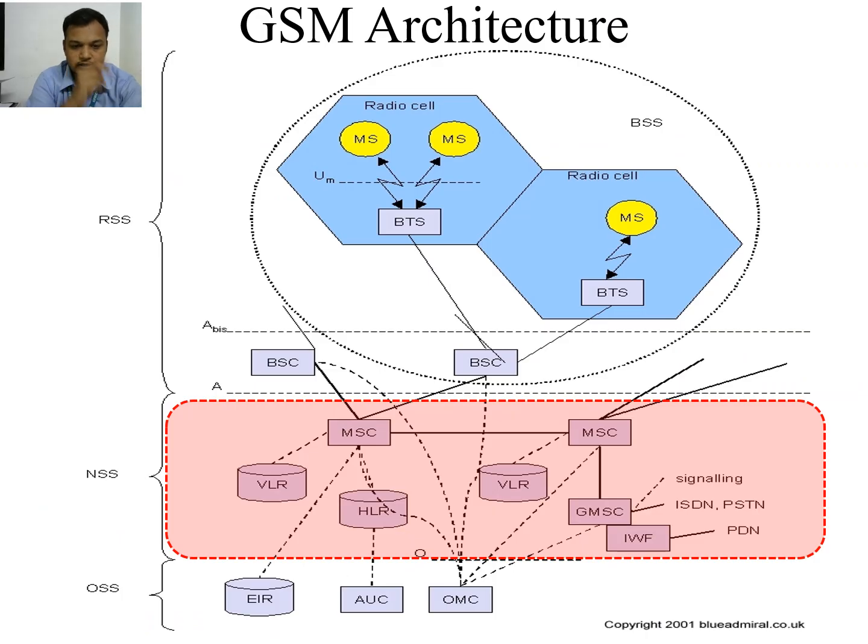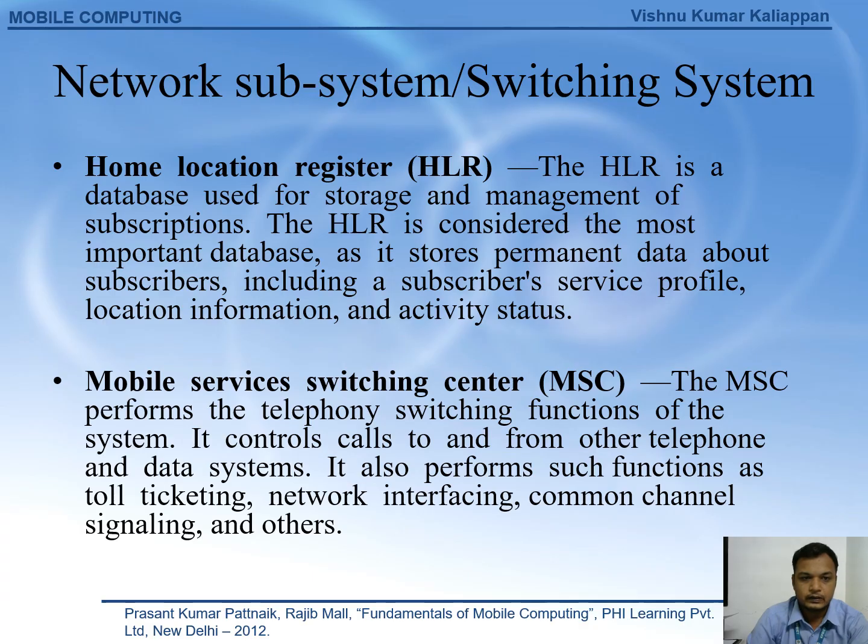So the next portion is the network subsystem that contains the VLR, HLR, MSC and GMSC, IWF. So, the home location register. The home location register is a database used for storage and management of subscriptions. The HLR is the most important database as it stores permanent data about the subscribers, including a subscriber's service profile, location information and activity status.